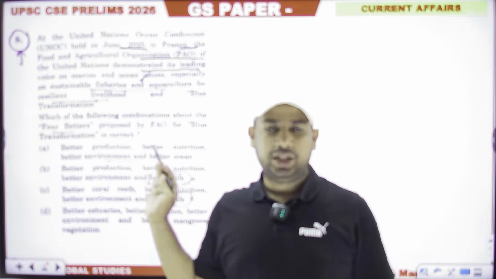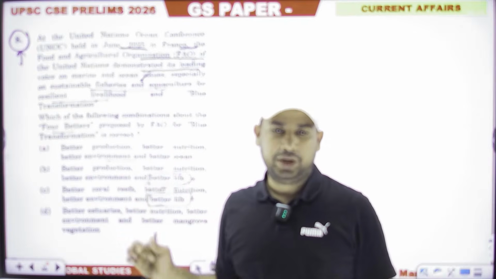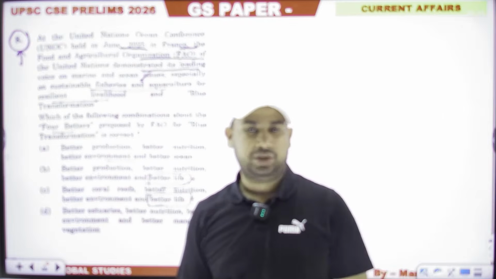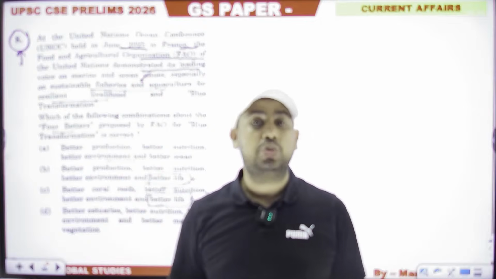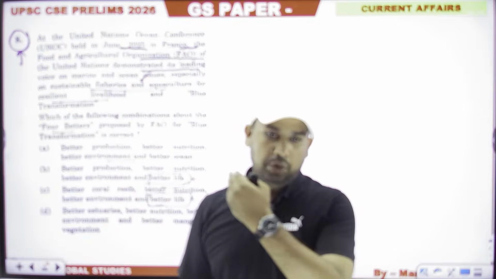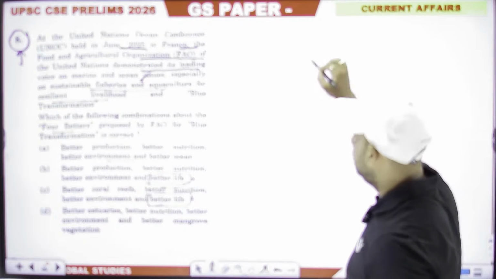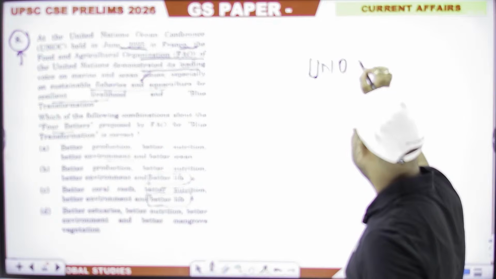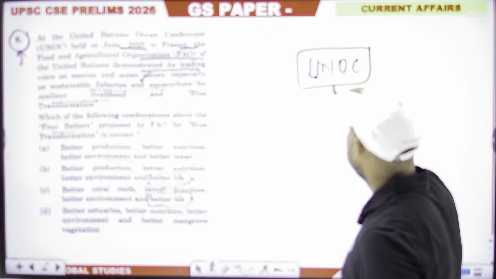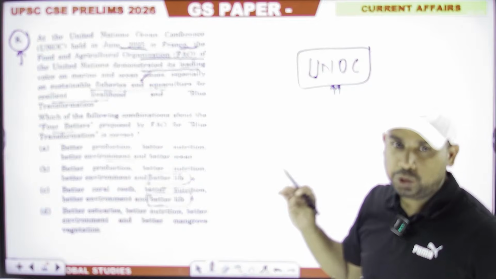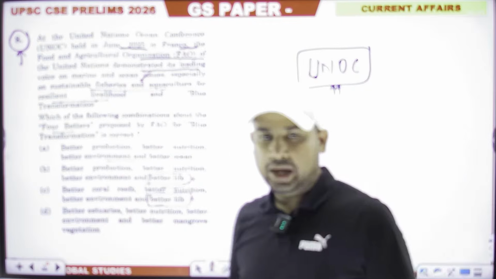Here you are seeing, if you are seeing this particular segment, it is saying that at the United Nations Ocean Conference, they are referencing the ocean conference. If you are looking at this particular segment on the ocean conference, this is known as UNOC. We are talking about UNOC, the United Nations Ocean Conference that was held in June 2025.